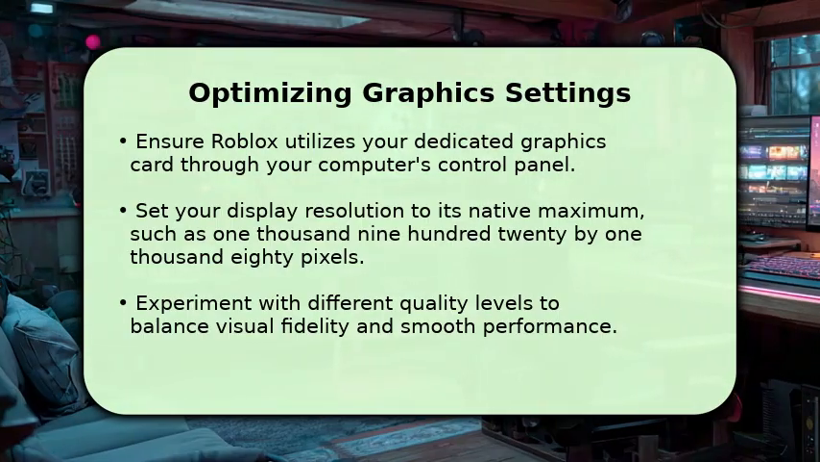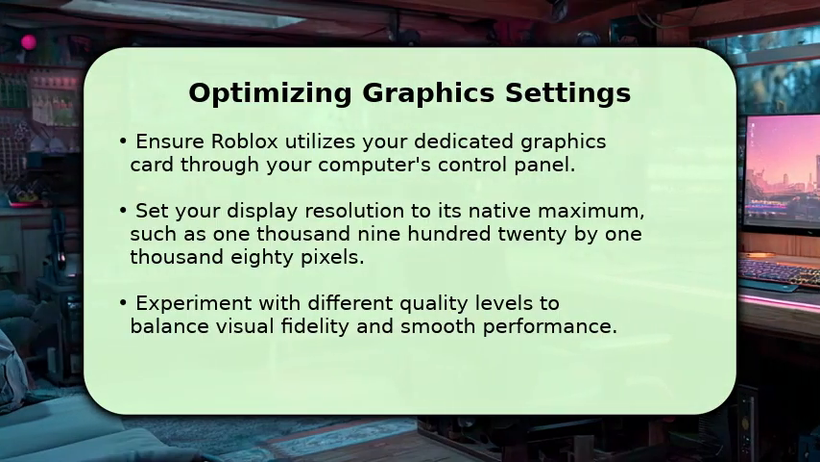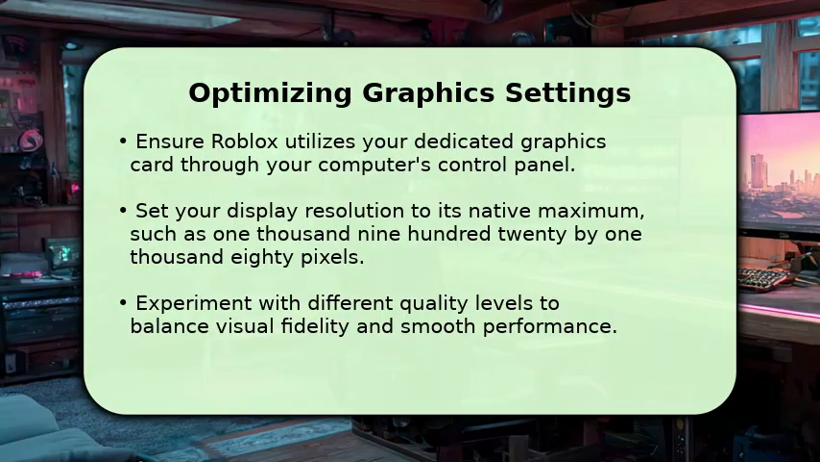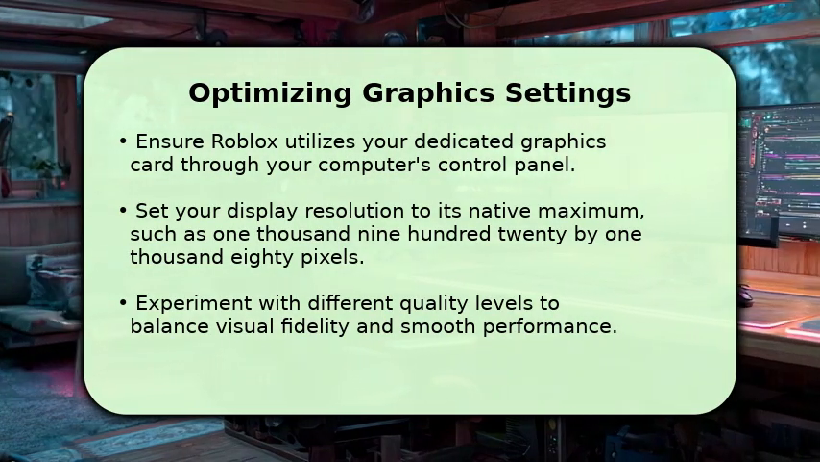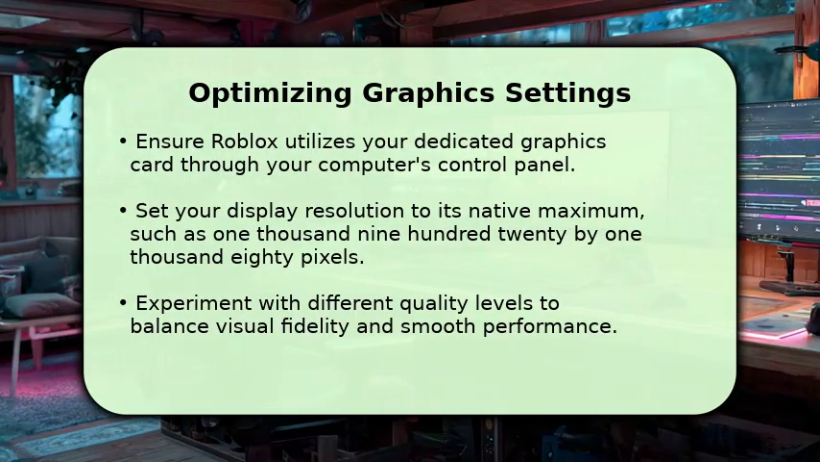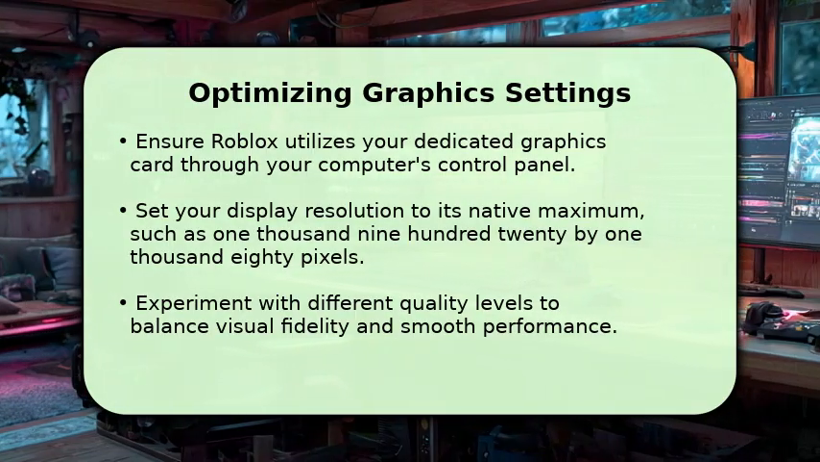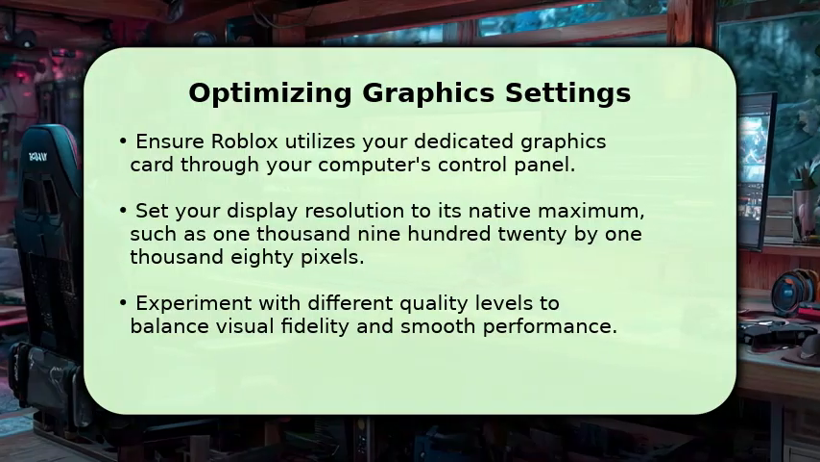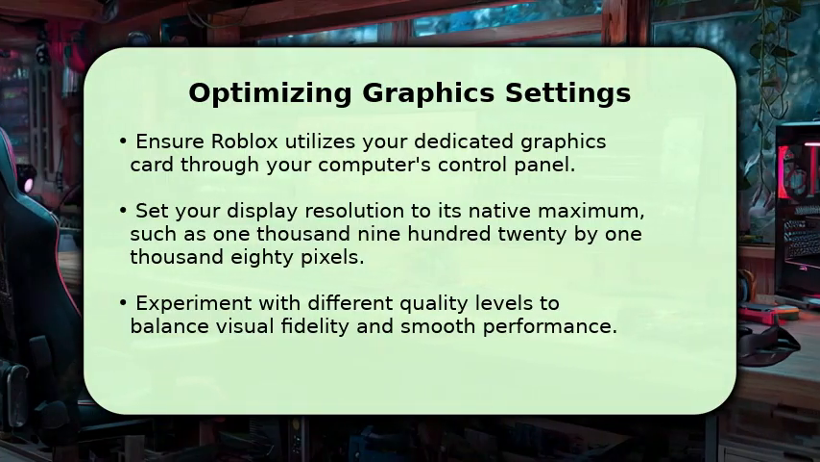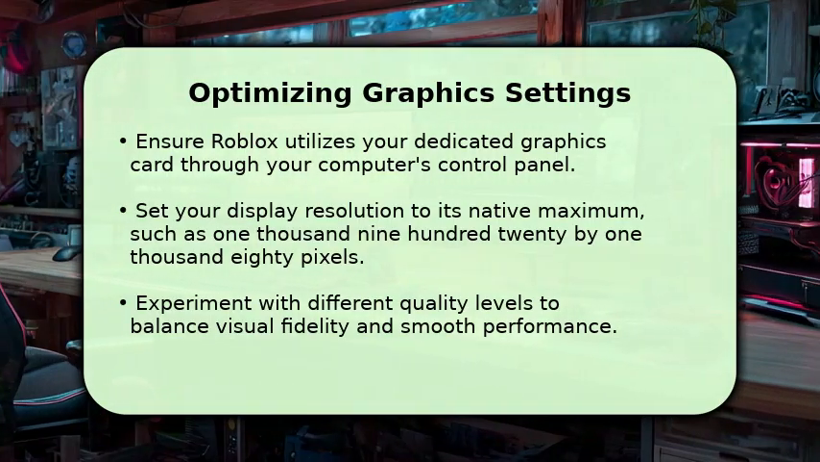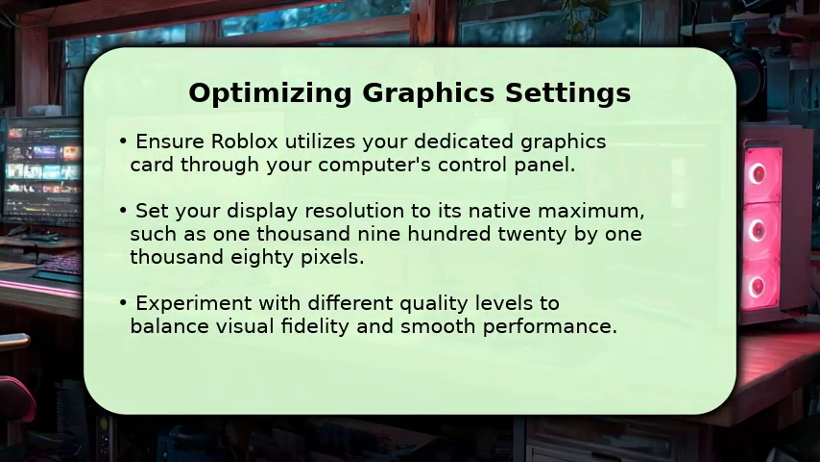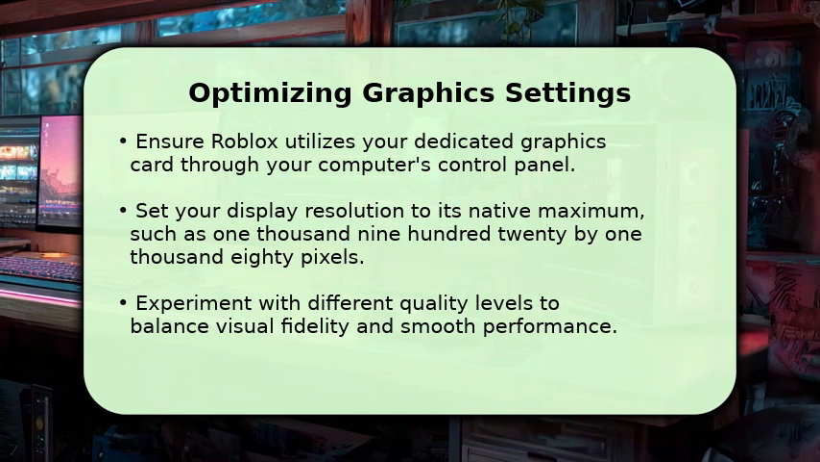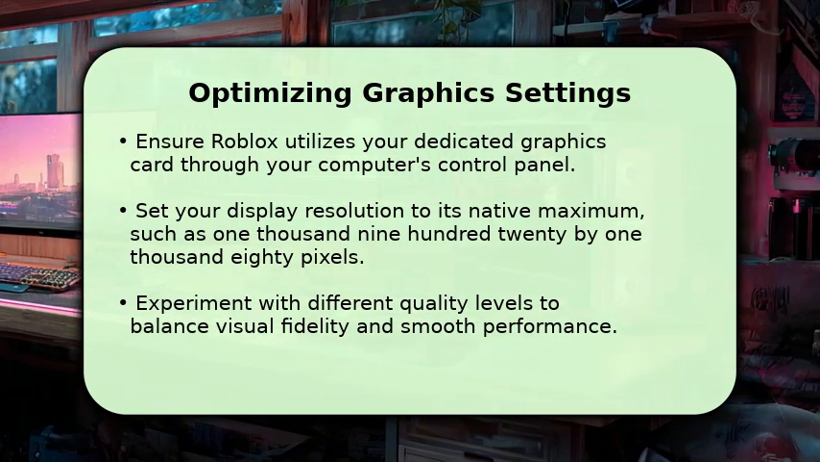Next, let's dive deeper into optimizing your graphics. If you're using a dedicated graphics card, ensure Roblox is utilizing it. You can often find this setting in your computer's display or graphics control panel. Consider setting your display resolution to its native maximum, such as 1920 by 1080 pixels, for the crispest image. Experiment with different quality levels, finding the perfect balance between visual fidelity and smooth performance for your specific setup.